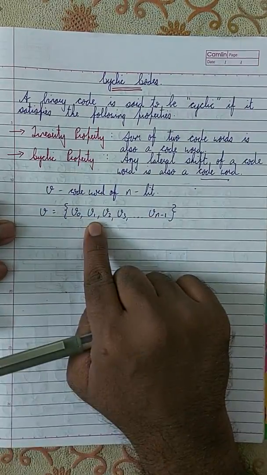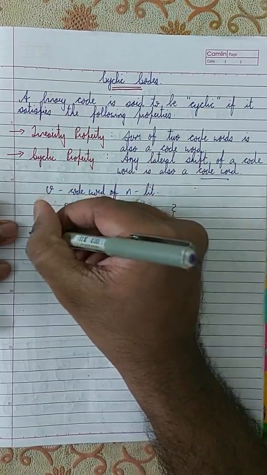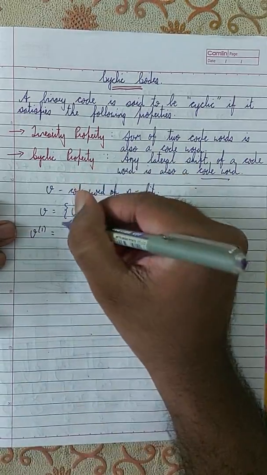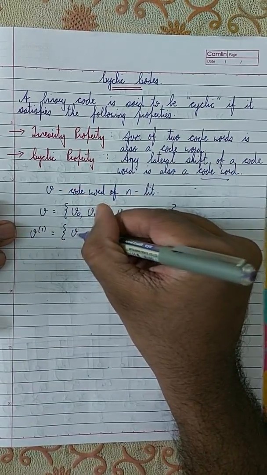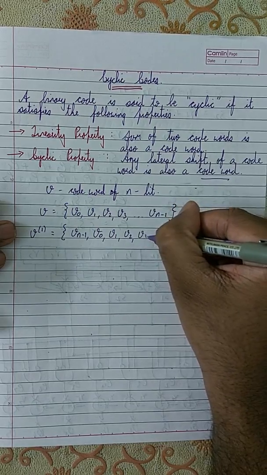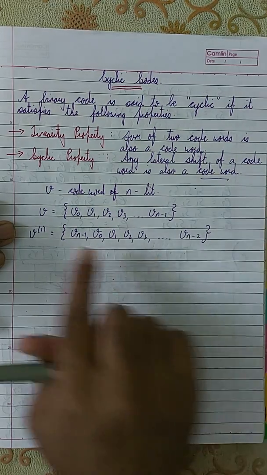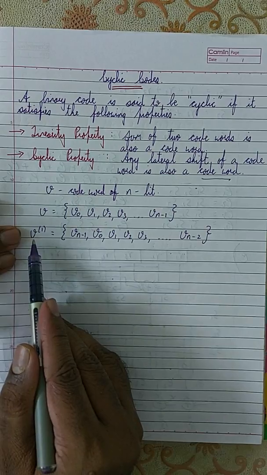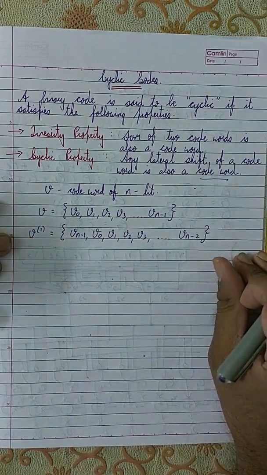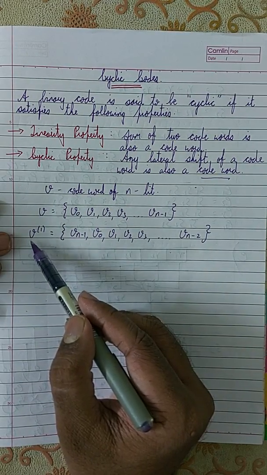So according to the cyclic code, if this is a valid code word, then V of 1, which is another code word, represented as Vn minus 1, V0, V1, V2, V3, up to, and the last bit over here is Vn minus 2, is also a valid code word. That is the meaning of cyclic codes. If you look at the difference between these two, this code word is actually the cyclic shift of the first code word.